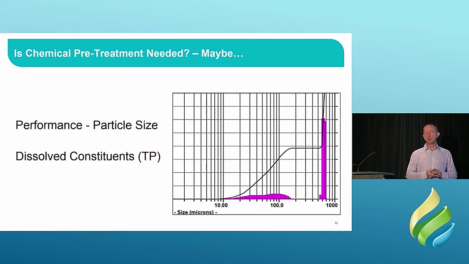The other thing you might need to do in terms of chemical conditioning is if you're trying to remove dissolved substances. And in municipal wastewater, that normally means dissolved phosphorus. In that case, anything dissolved will go through any filter. So you then need to precipitate it, and you would do that using coagulant. So those are really the two reasons you might need to do chemical preconditioning.